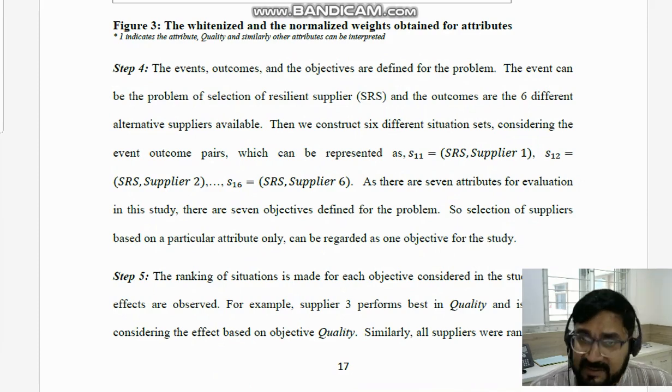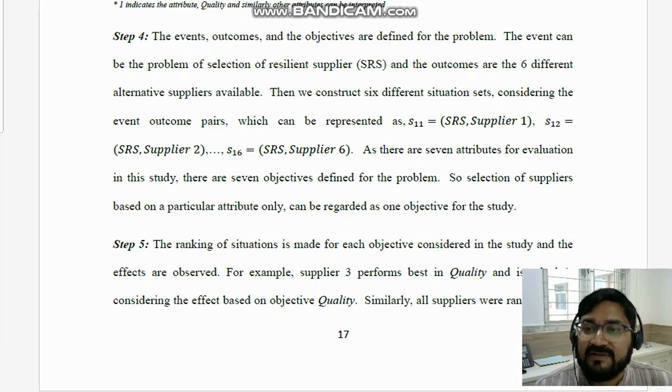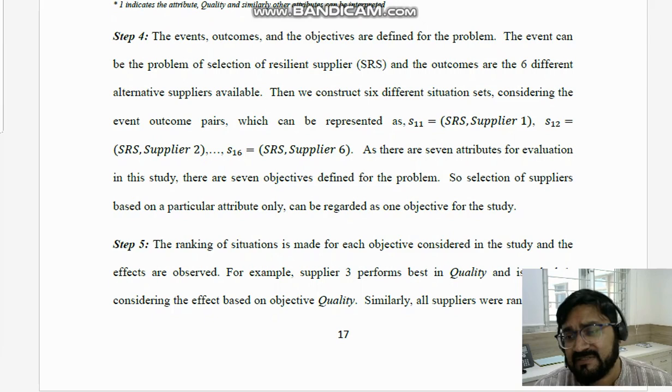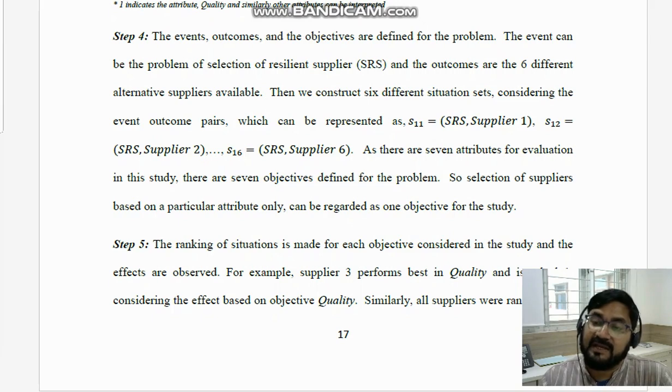Now we have to define the event, outcome and the objectives. That is what we are doing. So the event of the problem, we can say that there are 6 different alternatives. So how many situation sets can we consider? The problem is about the SRS, that is, selection of resilient supplier. So how many event outcome pairs can we make? It is about SRS supplier 1, SRS supplier 2, similarly up to supplier 6. So that way 6 different situation sets we can create.